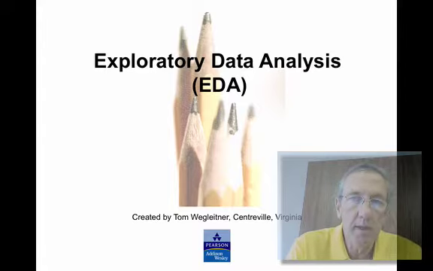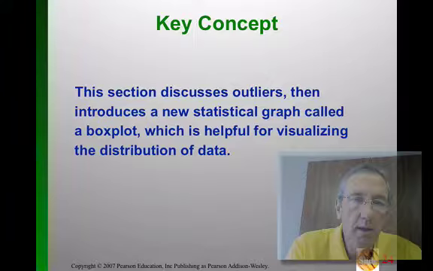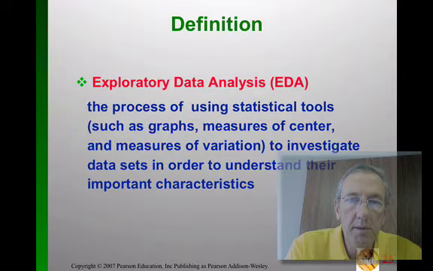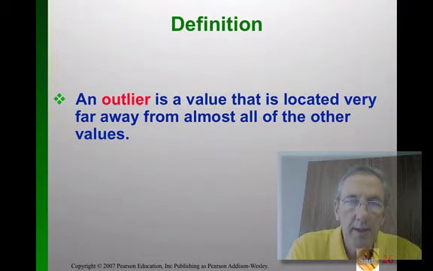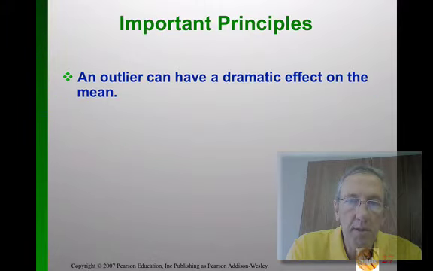About exploratory data analysis. This assumes that you understand the idea of percentiles, where you would calculate maybe the 25th percentile, the 75th percentile. So if you don't have a good feeling for that, you should go back and review it. But we're going to talk about outliers and introduce the idea of box plots under the heading of EDA, or Exploratory Data Analysis. And an outlier lies extremely far away from almost all the other data points.